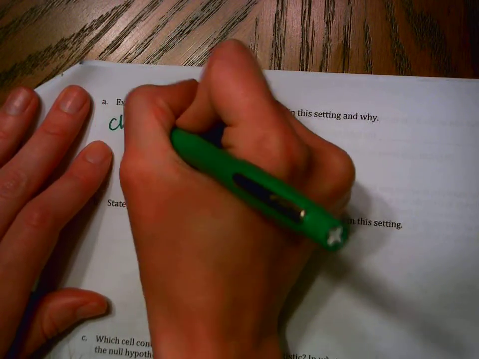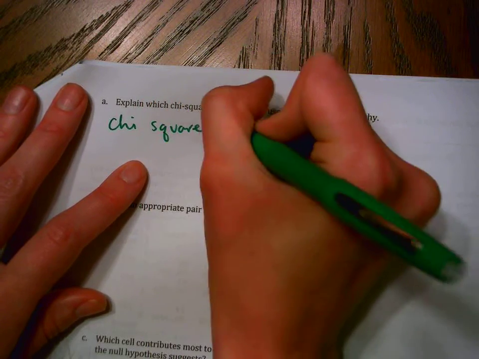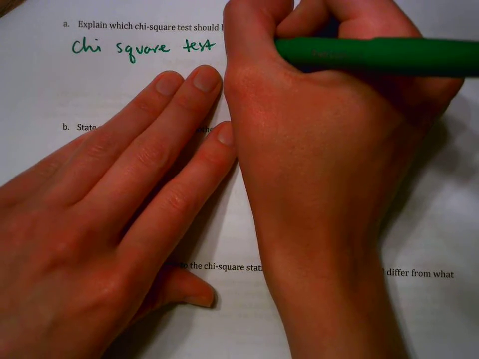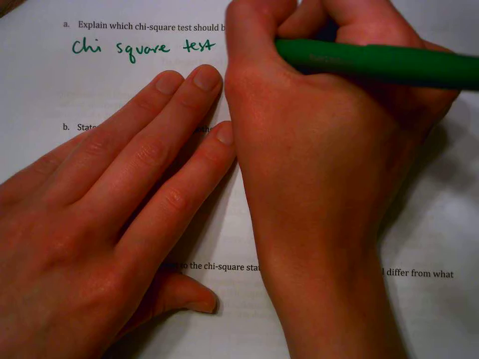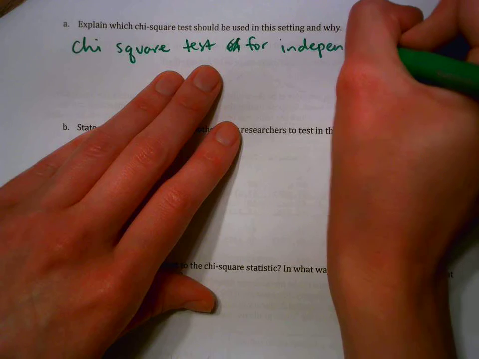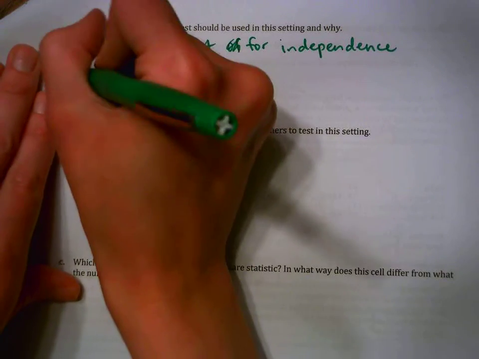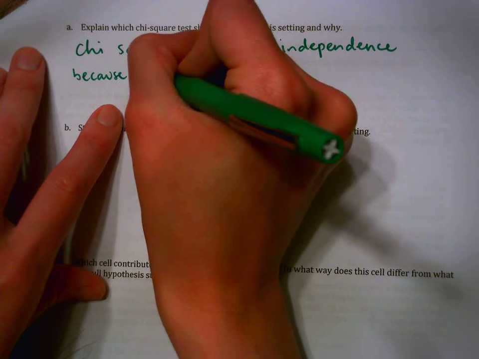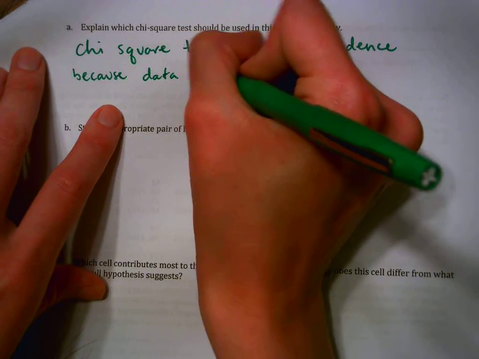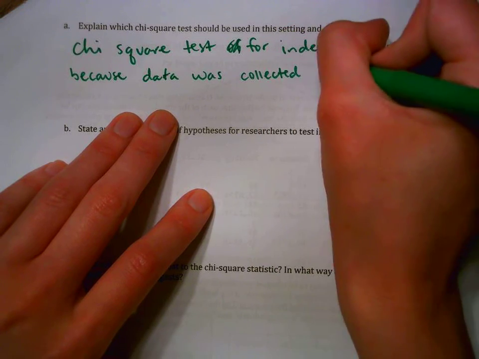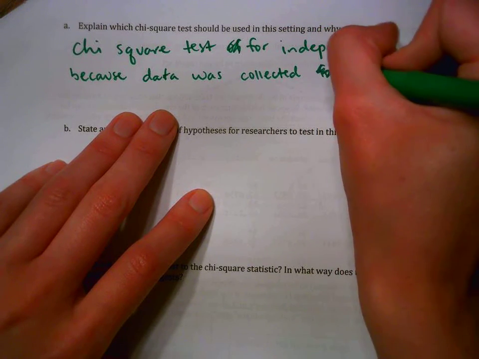Chi-square test for independence, because data was collected from one sample. I feel like I'm getting worse and worse at writing.